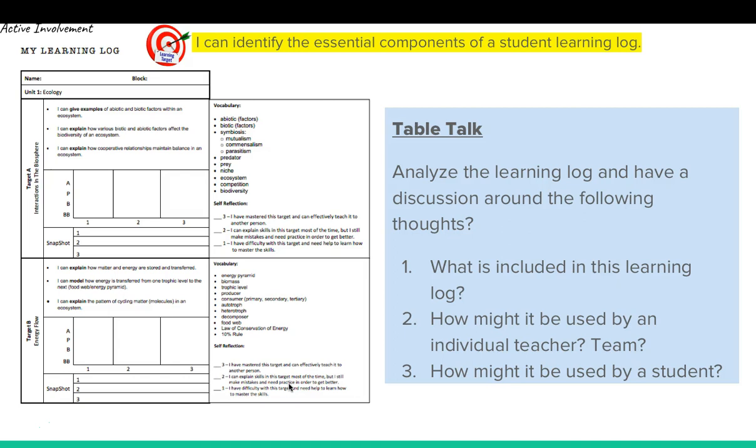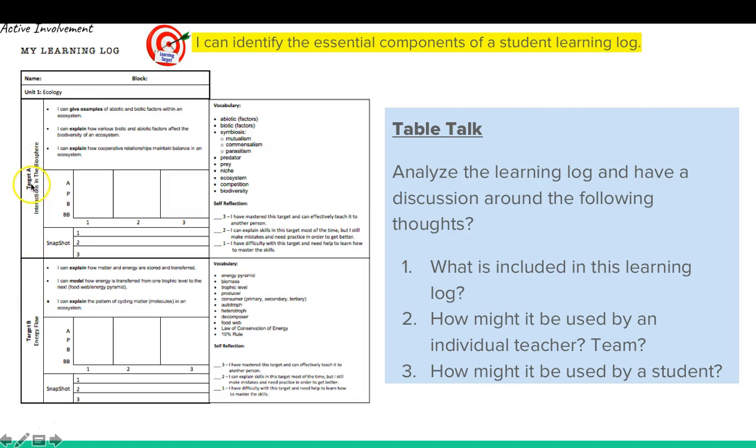This is another example of a learning log, from the biology PLT. This would be a good time to pause this video and determine, what do you see in this learning log? What all does it include? What I notice is that this is for their Unit 1 ecology, and they have 2 different targets for ecology, target A and target B, listed on this learning log.